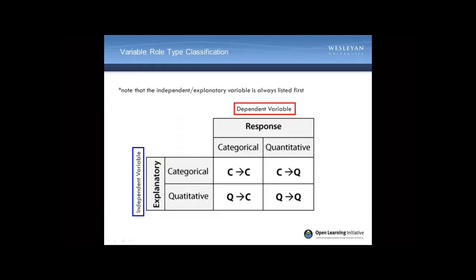This role type classification can be summarized and easily visualized in this table. This classification serves as the structure for the rest of this course. You will find that it does not only help you to construct graphs, which we'll be working on today, but it's also the basis for selecting statistical tools that can be used to explore the relationship that you're interested in. That is based on the role and type of each variable, whether response or explanatory, and whether categorical or quantitative.